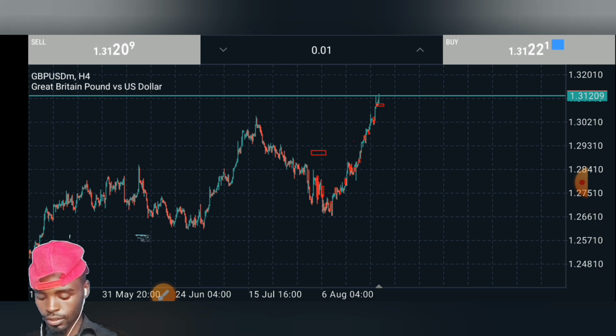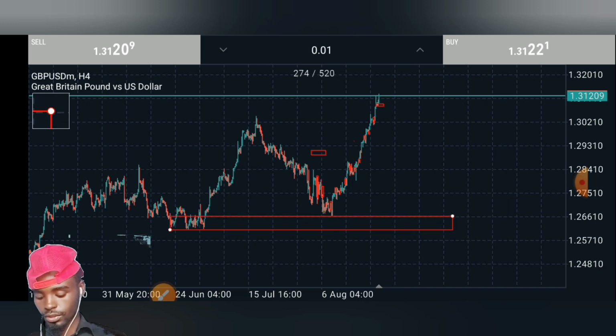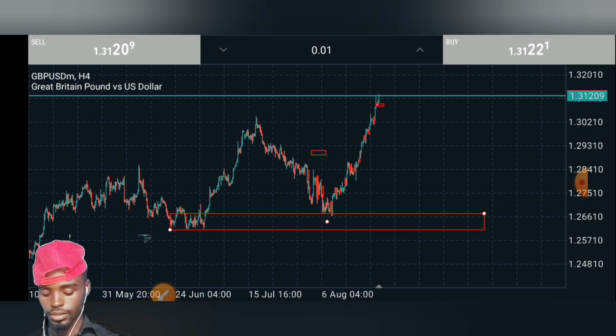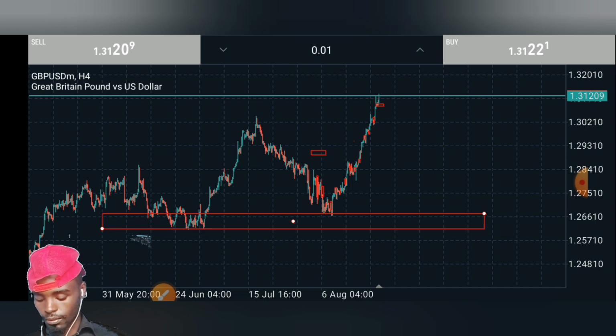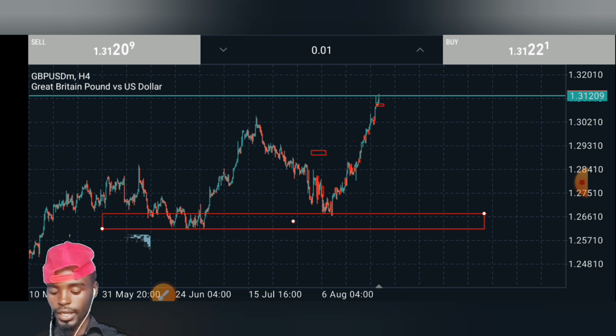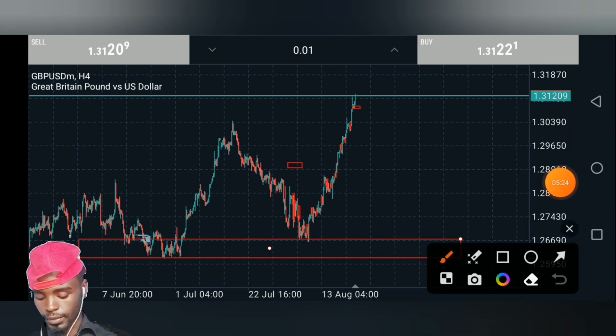Yes, nice. Let's start with the demand zone. This is our demand zone here. This is our 4 hour. So when the market reaches this point of demand, let's mark it.